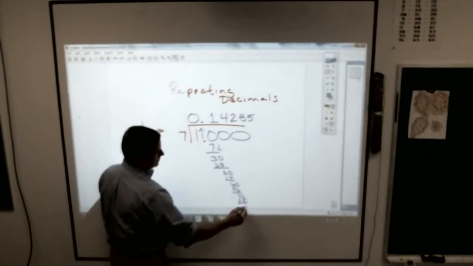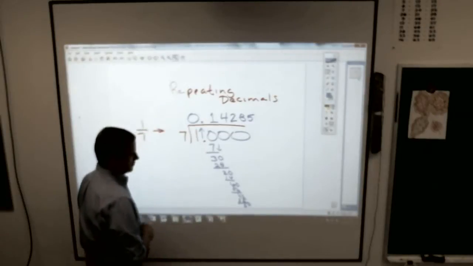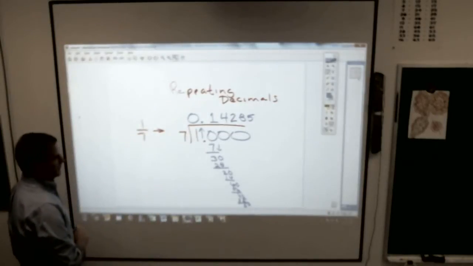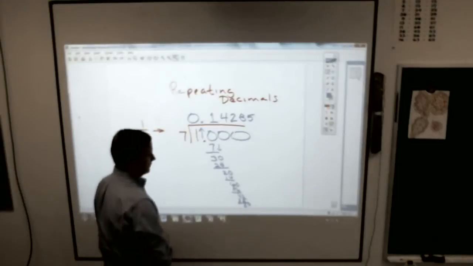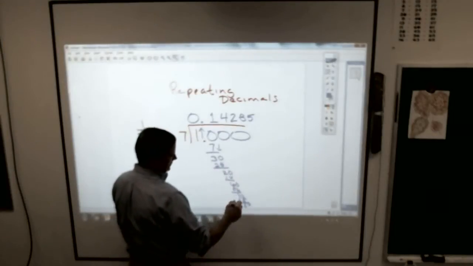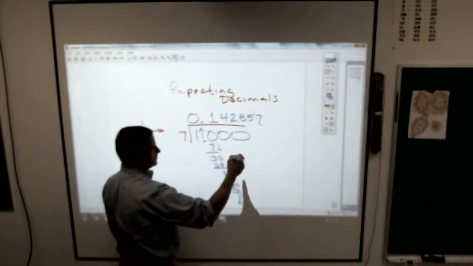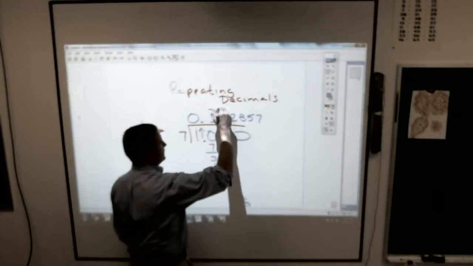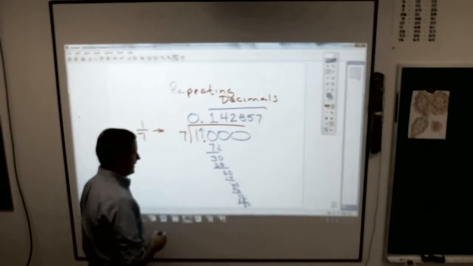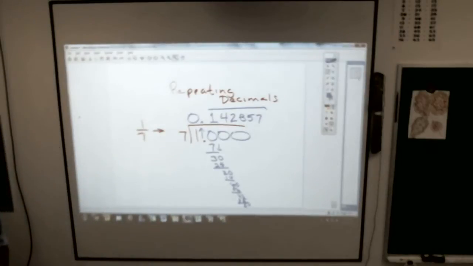Oh, I got it. Wait. Did I do something wrong? No. Riley, you got what? 0.142857, then 5 7, repeater. 142,857. This all repeats, right? Yeah. That's what you should have got there.